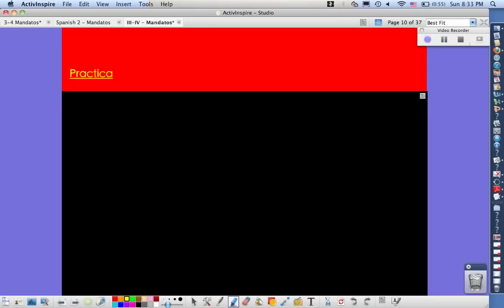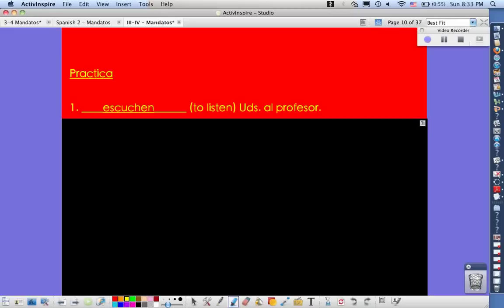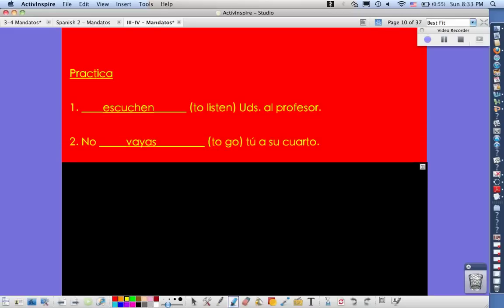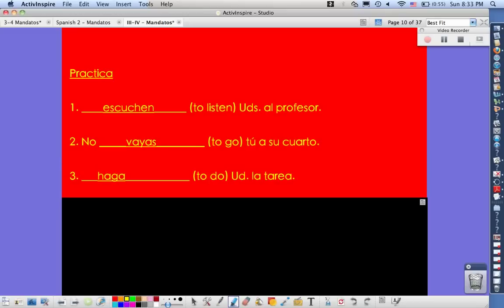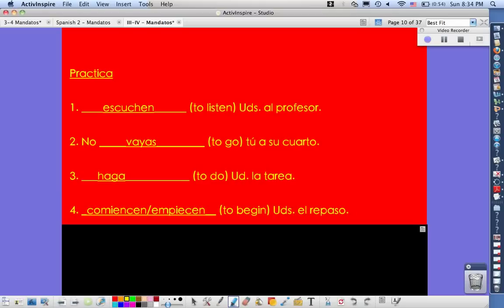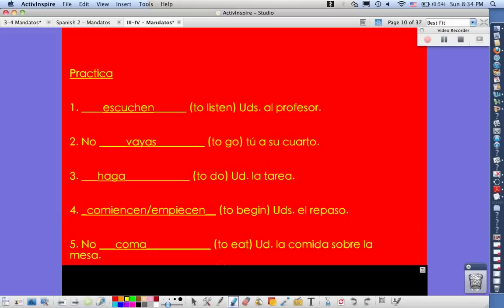Go ahead, pause now, take a look at these, and see if you can get them. Taking a look then at these practices, how'd you do? Número 1, escuchen ustedes al profesor. No vayas tú a su cuarto. Haga usted la tarea. Paying attention to the irregular yo in the yo form, hago, changing to haga. You had options with this one, whether you chose comenzar or empezar, they both are stem changers, so you have to watch for that. And number 5, no coma. How'd you do?